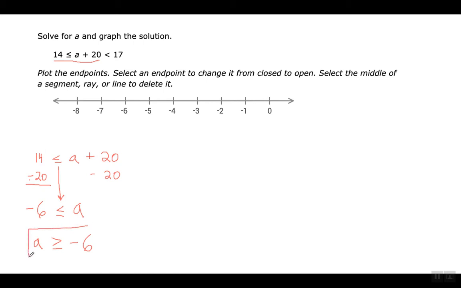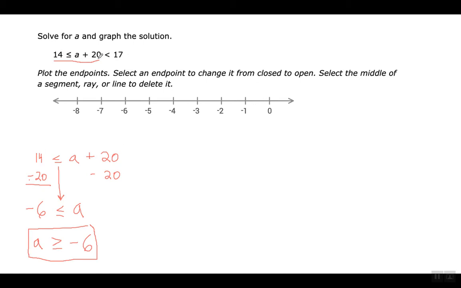You should always read it starting with the variable. It'll make it easier to understand. So A is a number, you don't know what it is, but it's greater than or equal to negative 6. Siempre se debe leer empezando con el variable. Así que A es un número, no se sabe lo que es, pero es más grande o igual a negativo 6. Y como dije, estos son como dos problemas en uno.